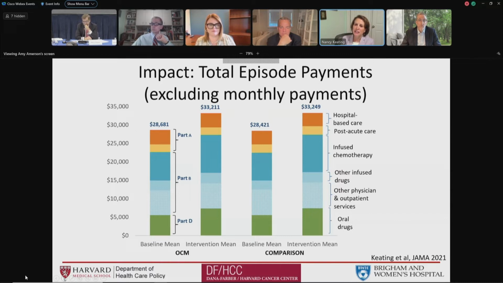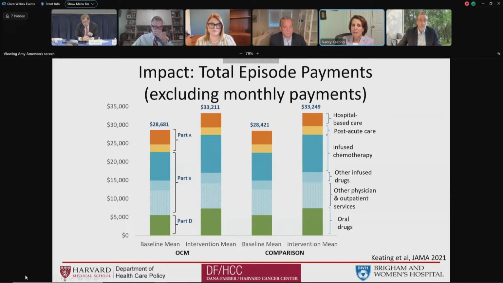Notably, the dark shaded bars in the blue and green reflect the chemotherapy infused drugs in blue and the oral chemotherapy drugs in green, and these increased substantially over time. These drug payments by 2019 reflected over 57% of the total episode payments for these episodes.